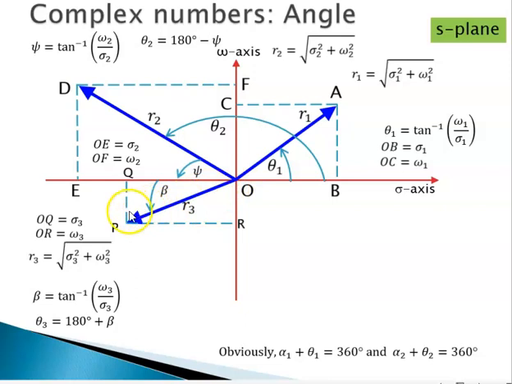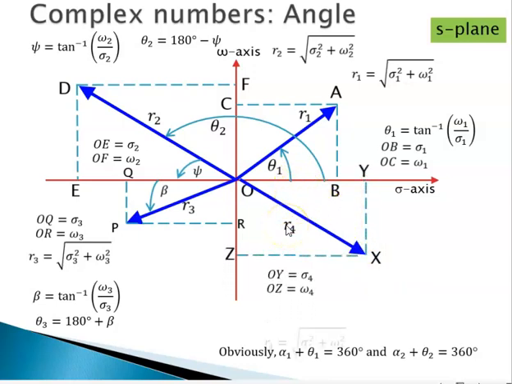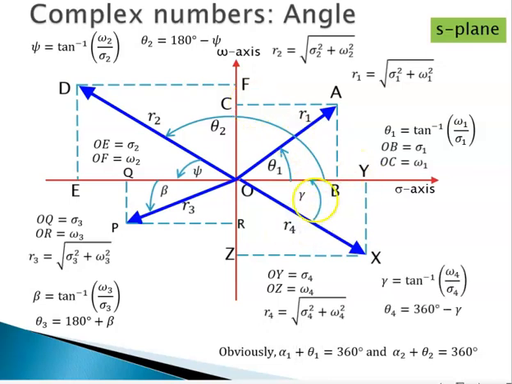Similarly, if the angle is in the third quadrant, we write it as 180 degrees plus beta, where beta is tan inverse of this quantity. When it is in the fourth quadrant, you compute this little angle and say that this angle is gamma. Gamma is tan inverse omega 4 by sigma 4.